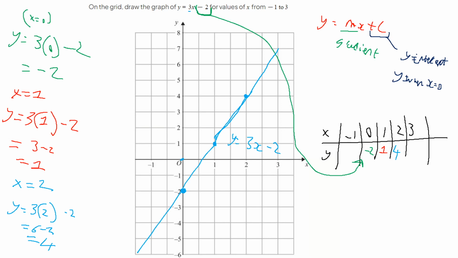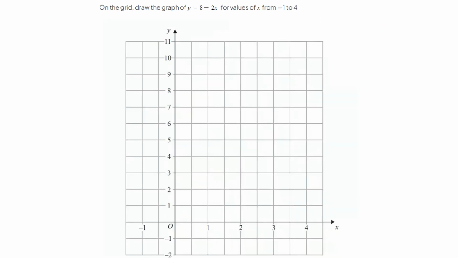Let's look at another example. For this example, we're told that y is equal to 8 minus 2x, and to work out values from -1 to 4. Okay, let's first and foremost plot a table of values. So we have x, y, and then what are we told? -1, 0, 1, 2, 3, and 4.